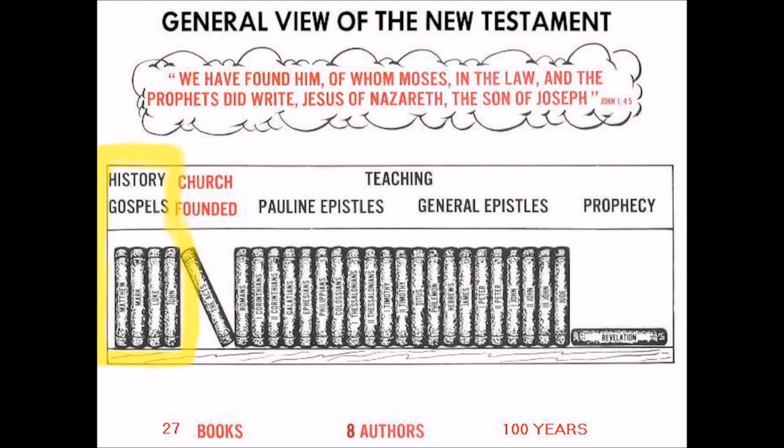The first four books of the New Testament are Matthew, Mark, Luke, and John. These books are called the Gospels. The word Gospel simply means good news. The Gospels, each written from a different point of view, tell us of the birth, teachings, miracles, life, death, burial, and the resurrection of our Lord Jesus Christ.